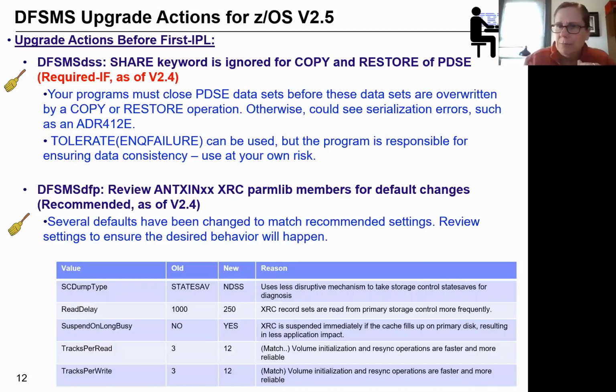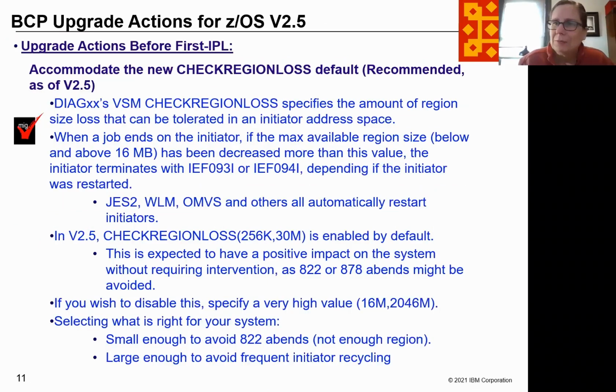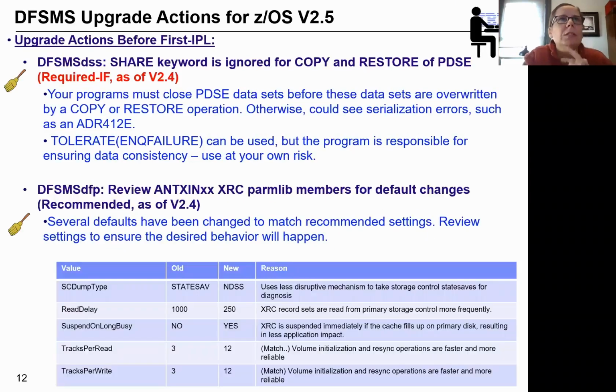Okay, that was BCP. Any questions about BCP? And remember, it's default changes for BCP. No big shakes in BCP for 2.5. All right, so now moving on to DFSMS. For DFSMS, I just have one slide, and they're both 2.4 upgrade actions. So DFSMS in 2.5 didn't have anything worth note at all.